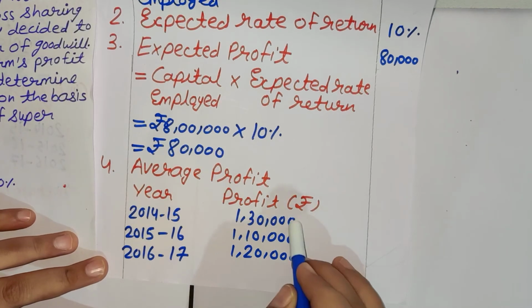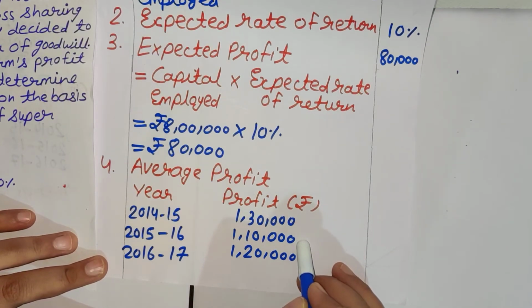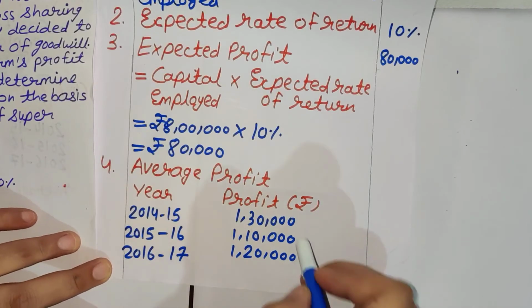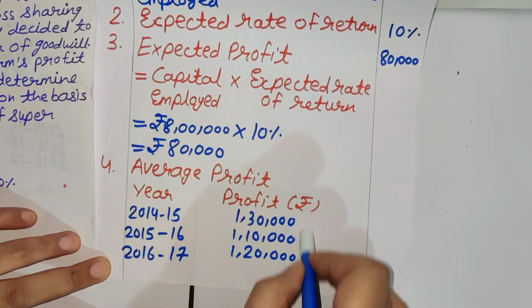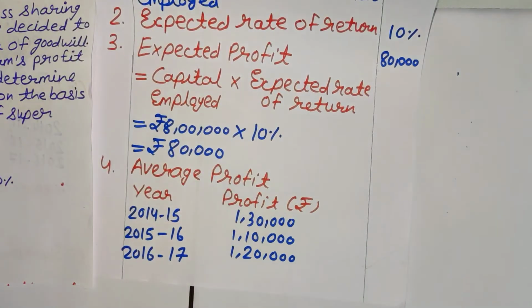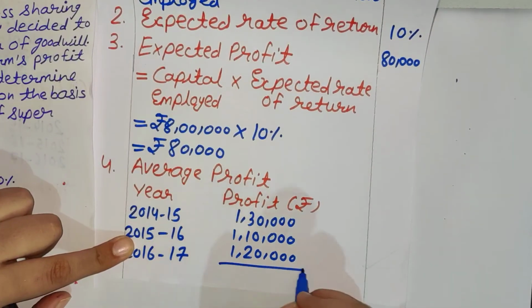So here in the sum, you can see increase and decrease is given. 1,30,000, then it is reduced to 1,10,000, then 1,20,000. So here there is the fluctuation in the profit. So if there is fluctuation in the profit, then we will calculate the average profit by the simple average profit method. So first of all we have to make the total of this.